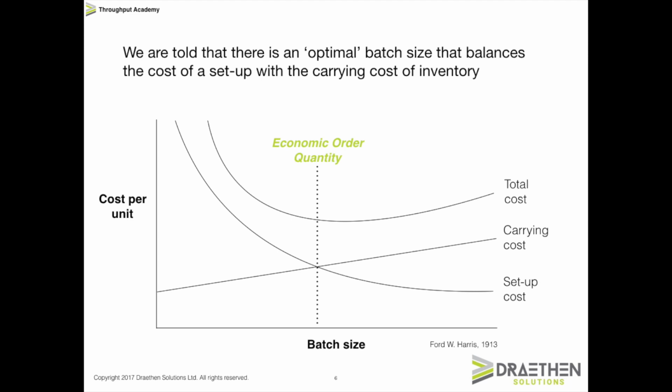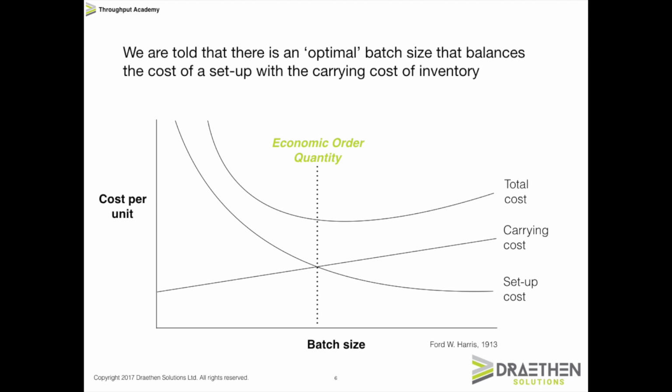So if you look at that graph there, you can see on the x-axis or the horizontal axis, the batch size, and the batch size from left to right is getting bigger. And on the y-axis or the vertical axis, you can see cost per unit starting at 0 and going up as the axis goes up. Okay, so those are your axes. If you look on the right hand side, you can see that there are three little comments there. One line represents total cost, the next one down represents carrying cost, and the bottom one says setup cost.